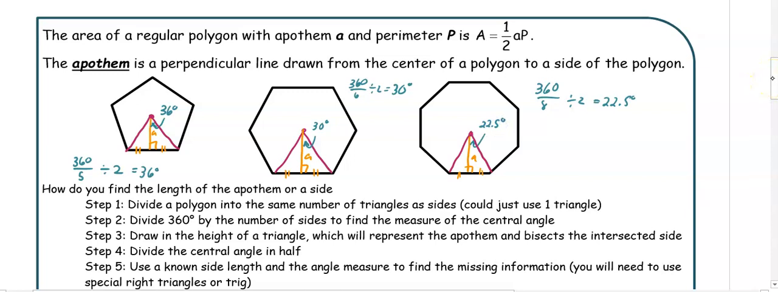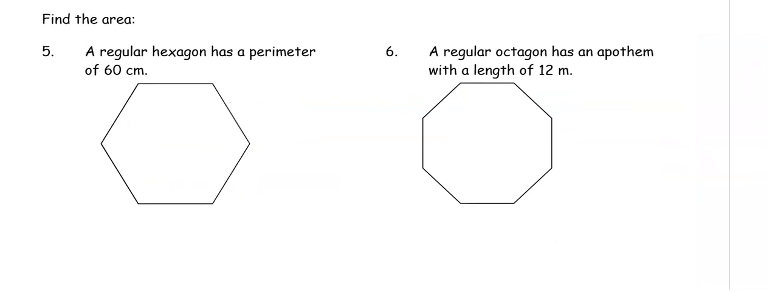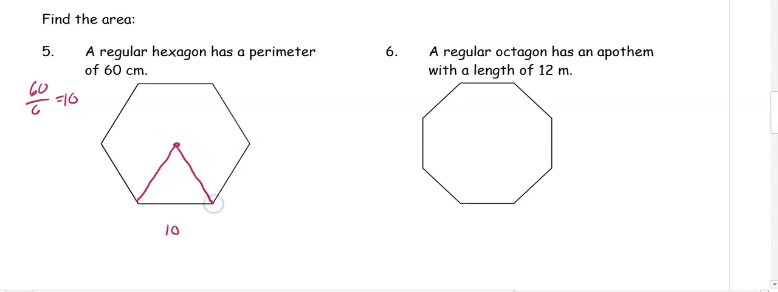So then we can either use trigonometry or special right triangles to get our apothem and or side measures so that we can complete the problem. So let's look at some examples. In number 5, find the area of a regular hexagon with a perimeter of 60. So if the perimeter is 60 and there are 6 sides, that means each side has a length of 10. When we draw in our radius and our apothem, it's going to split 10 into 5 and 5.